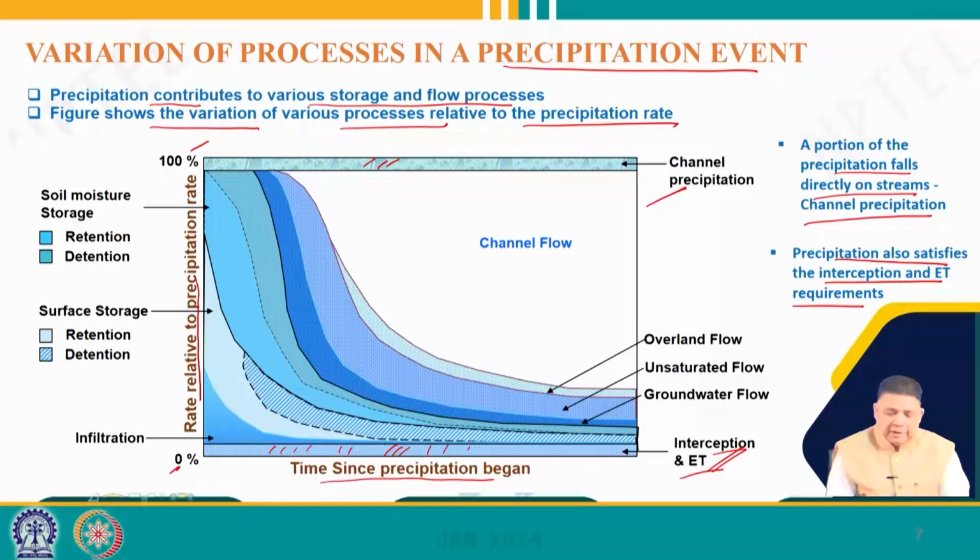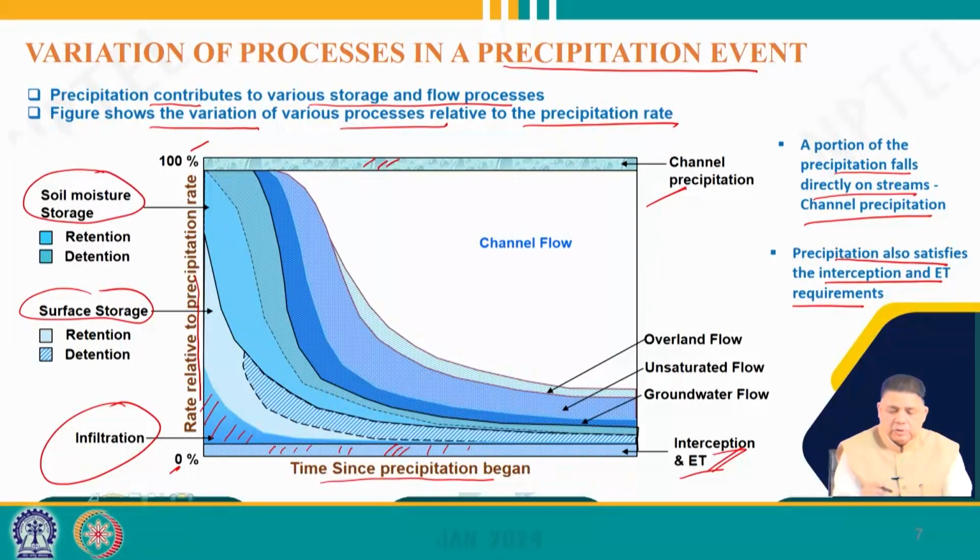Of course, beyond that, the first abstraction which precipitation satisfies is infiltration. So, it is continuous, but a large portion of water goes in the form of surface storage first and then soil moisture storage. So, here you can see surface storage and soil moisture storage, and in both cases the storage has two components, retention and detention, which we will define in the next slides.